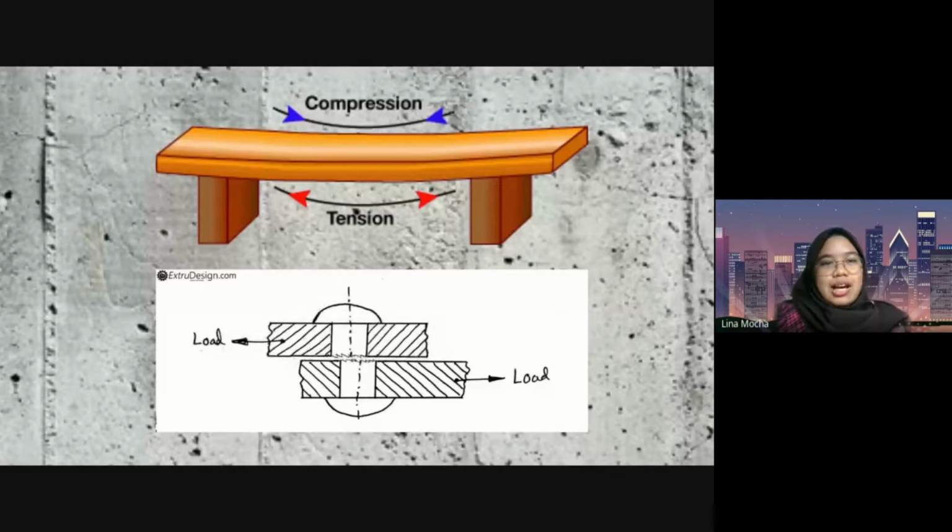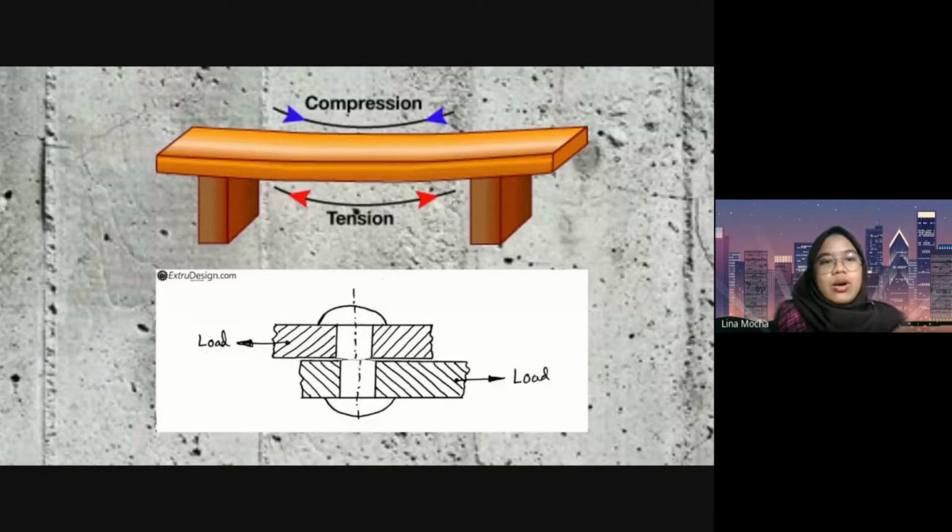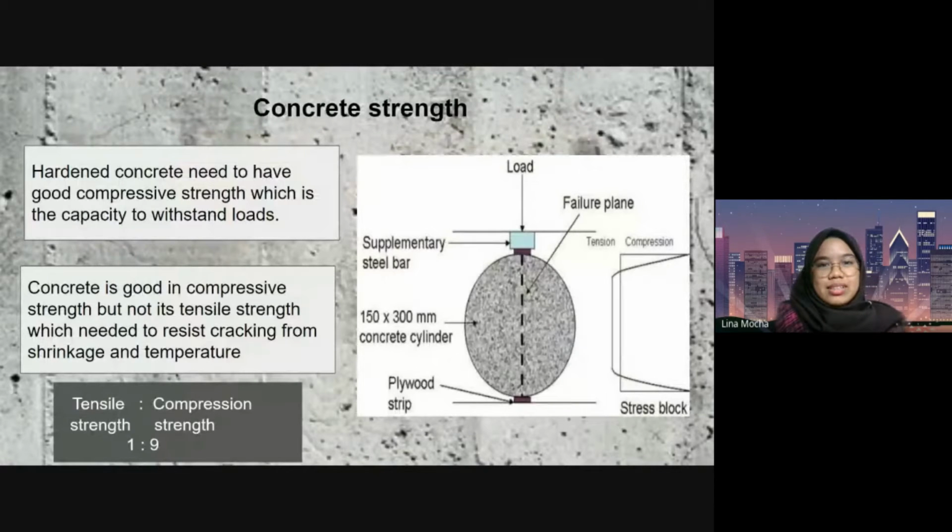So there are three types of force that occur in concrete, which are compression, tension, and shear stress. For hardened concrete, we need to ensure that it has enough compressive strength to withstand the load that occurs on it. As we know, concrete has good compressive strength but not good tensile strength. That is why we usually use steel bars in concrete reinforcement to ensure that it has enough strength.